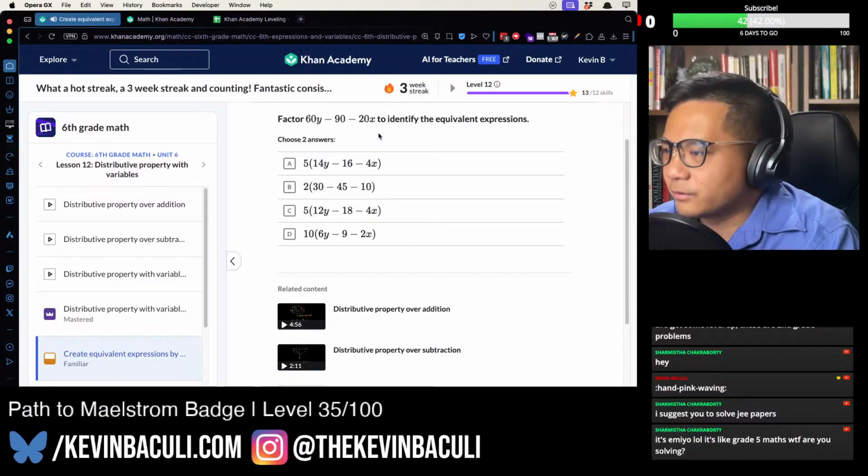Factor to identify equivalent expressions. So if we do 5, it has to be 12. 18. Okay, that one's correct. If we do a 10, 6, 9, 2. Yep, that one's correct.